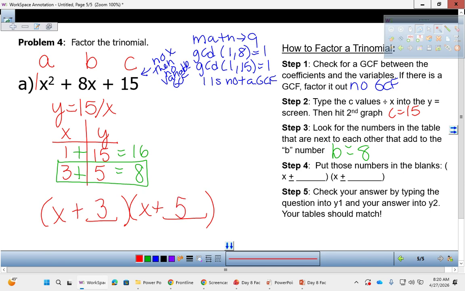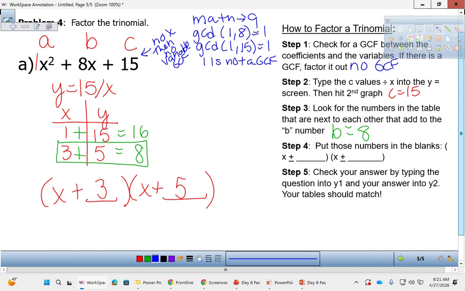The order that you put the numbers doesn't matter. It doesn't have to be smaller first, bigger second. You could put the 5 first. Check your answers by typing the x squared plus 8x plus 15 into Y1, and the x plus 3, x plus 5 into Y2. That's one way to check it.